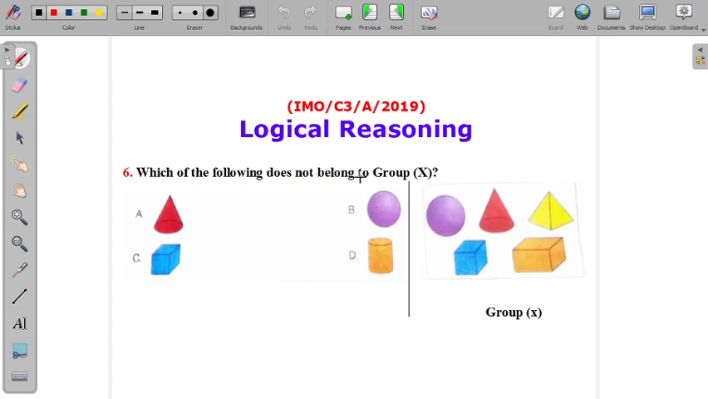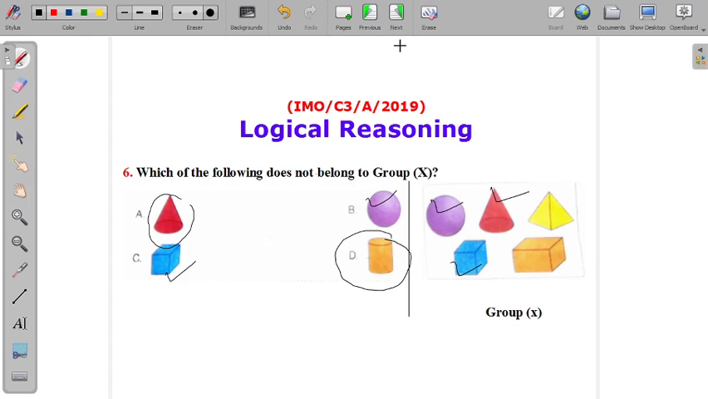Which of the following does not belong to group X? In group X some figures are given and then 4 options are given, A, B, C. We have to check which one is not available. See the first figure, the cone, is available here. Second figure is a ball, that is also available here. Third figure is a cube, that is also available here. But the fourth figure given is a cylinder, which is not available in group X. That means the answer here will be option D.